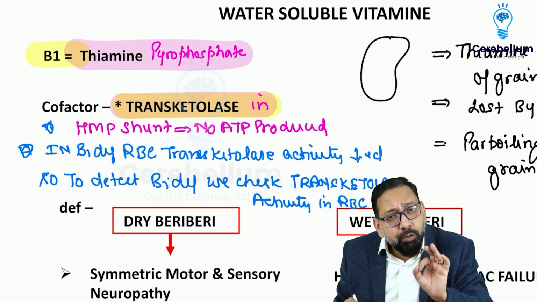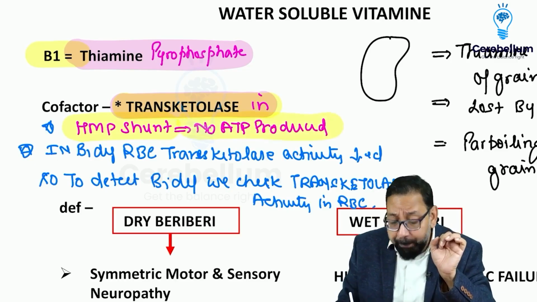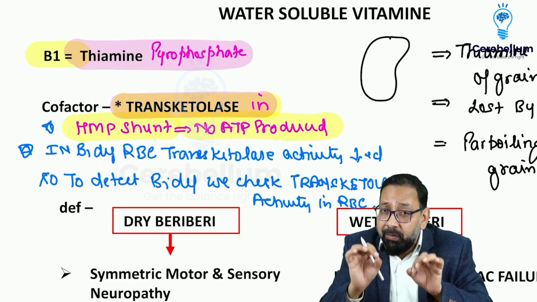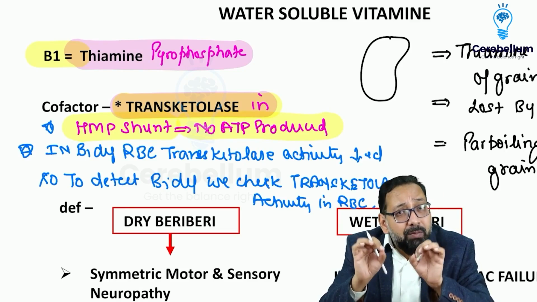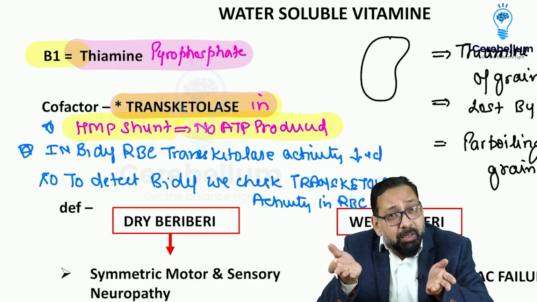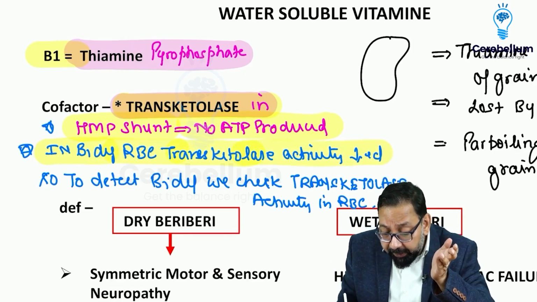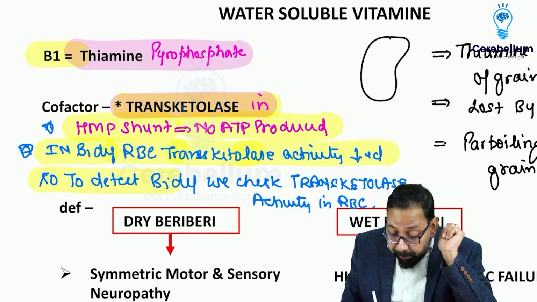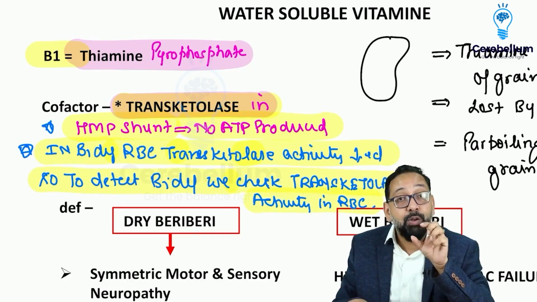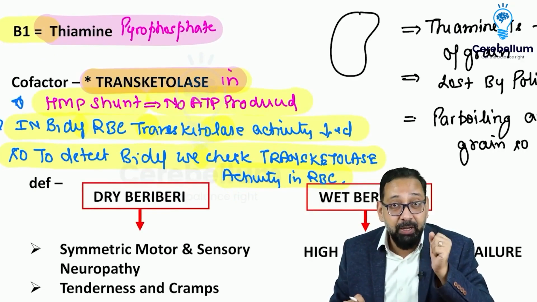And we know the transketolase enzyme is used in the HMP pathway, and in HMP, no ATP is produced. So transketolase activity depends on vitamin B1. If a patient is having vitamin B1 deficiency, in that patient, transketolase activity will be decreased. So in B1 deficiency, RBC transketolase activity is decreased. So to detect B1 deficiency, we can check transketolase activity in RBC. If in RBC transketolase activity is decreased, it means B1 is deficient.